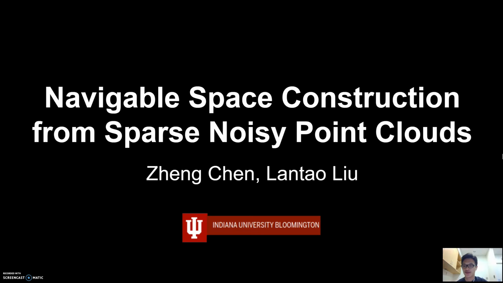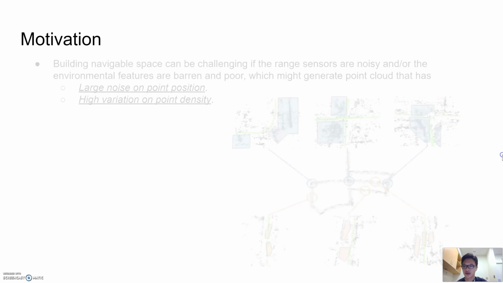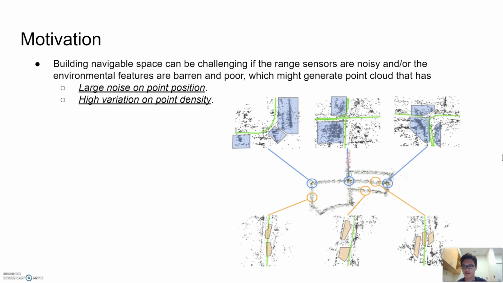Our research is about constructing navigable space from sparse and noisy point clouds. The problem is challenging in many scenarios where only low-quality sensors are available due to the constraints of sensor costs and dimensions. In this case, the sensed point cloud might have high irregularities, such as large noise on point position and high variation on point density.